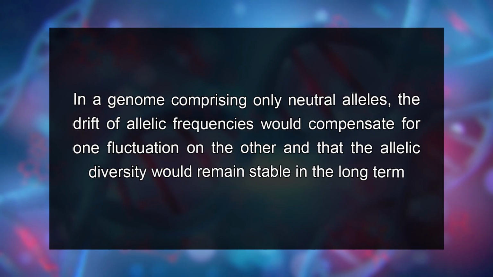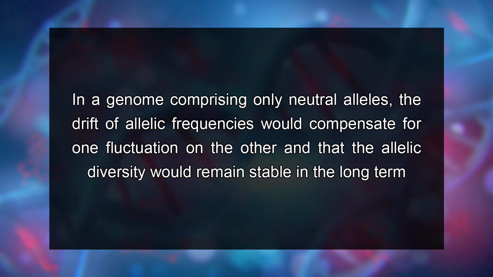They are called neutral. A new allele can be neutral, harmful, or advantageous. We could think that in a genome comprising only neutral alleles, the drift of allelic frequencies would compensate for one fluctuation with another, and that the allele diversity could remain stable in the long term. But this impression is false.